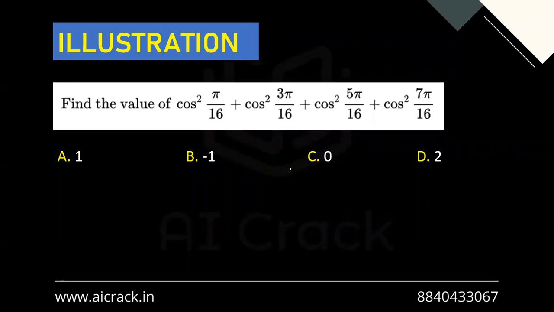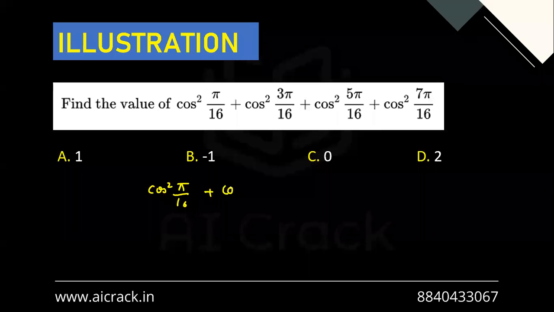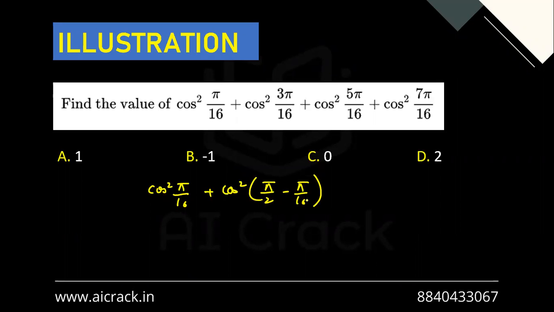Now let's look at another example. Now I can see some kind of pairing over here. If I add pi by 16 and 7 pi by 16, I get pi by 2. So that is a favorable thing. So what I'll try to do is write it as cos square pi by 16, and I'll club it with cos square, I'll try to write it as pi by 2 minus pi by 16, right? That is also 7 pi by 16.